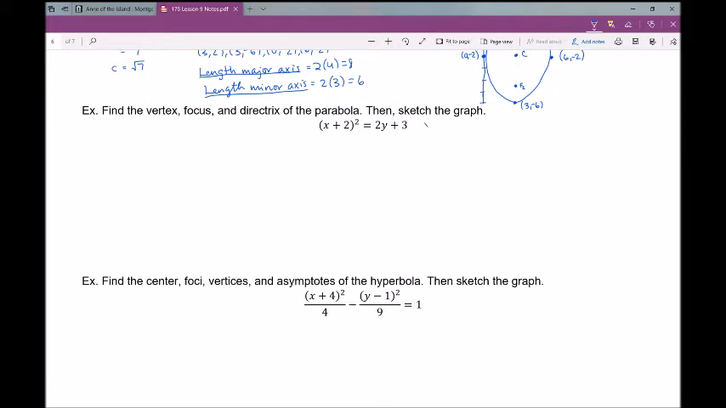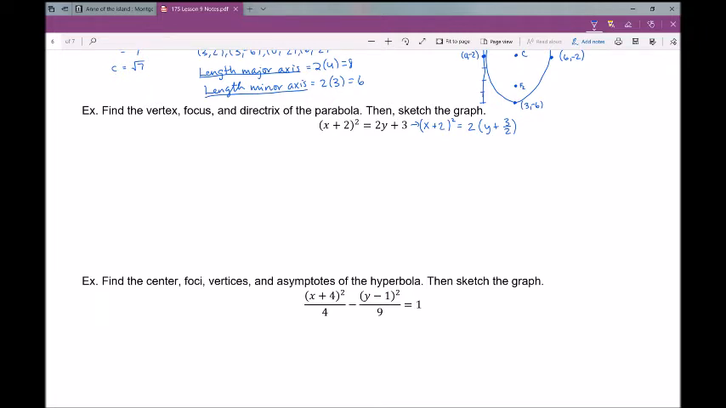So to put this in standard form, what we need to do is get y to have a coefficient of 1. So if we factor out a 2, we get (x + 2) quantity squared is equal to 2 times (y + 3/2). And so now our equation is in standard form.